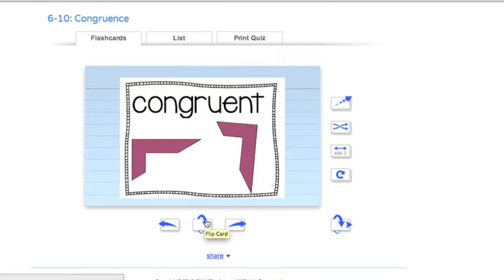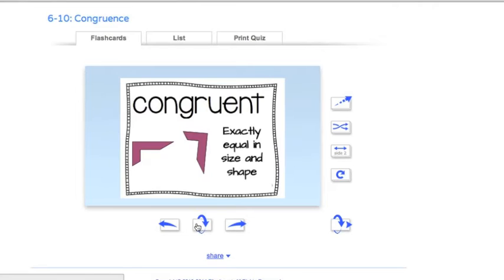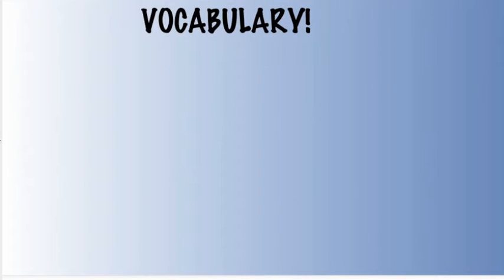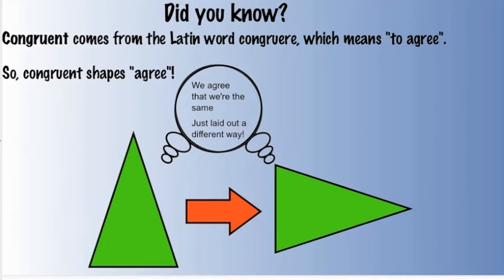This is lesson 6-10. Notice that I have a pair of congruent shapes here. The word congruent means it's exactly equal in size and shape, even though the position of it might be different. It's kind of like a mind trick, and you have to get your mind warmed up to the fact that these shapes can look different, but they might still be exactly equal in size and shape. That's what it means when something is congruent. So let's take a look at some examples here.